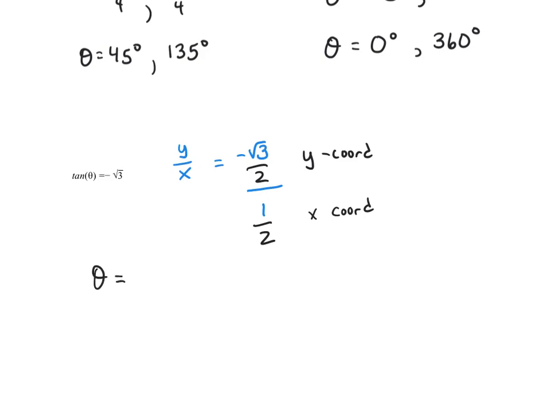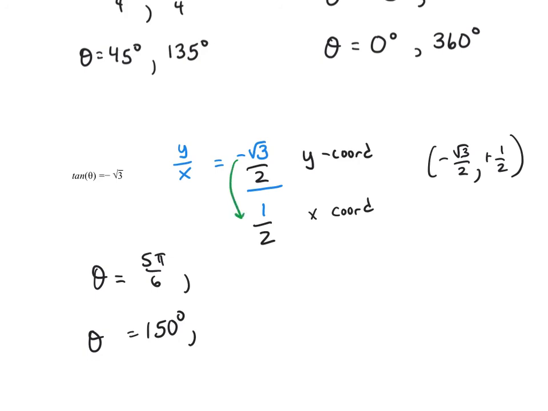So if I look for the point negative radical 3 over 2 and positive 1/2, that is going to be at 5 pi over 6, or that's 150 degrees. Now the tricky thing about this one, and this is the thing that's not always obvious, is this negative sign that I have on the top, I could also put that negative sign on the bottom. So I could also be looking for the point radical 3 over 2 comma negative half.